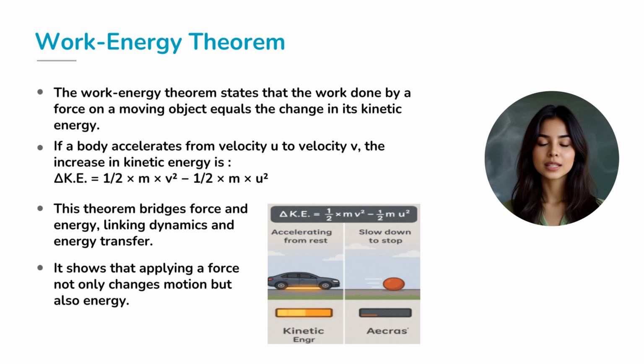Now here's an important insight. The change in kinetic energy of a body is equal to the net work done on it. This is called the work energy theorem. Mathematically, it is expressed as change in Ke equals 1 divided by 2 multiplied by m multiplied by v squared minus 1 divided by 2 multiplied by m multiplied by u squared. Here, v is the final velocity and u is the initial velocity. This equation helps us understand how much energy is gained or lost due to acceleration or deceleration, whether it's a car speeding up or a stone falling under gravity.